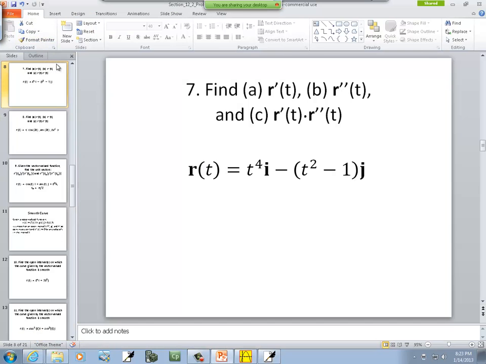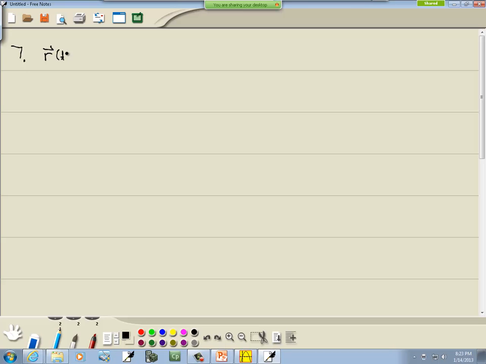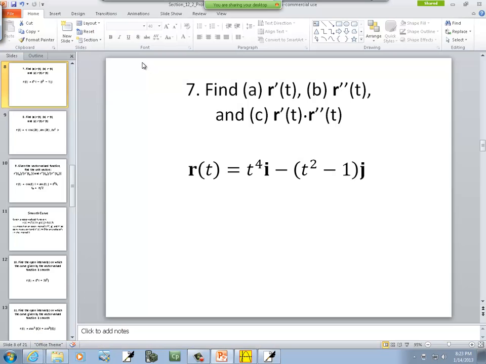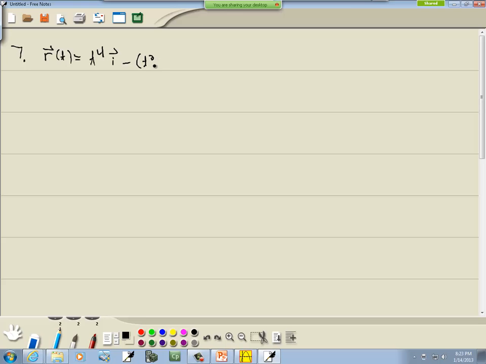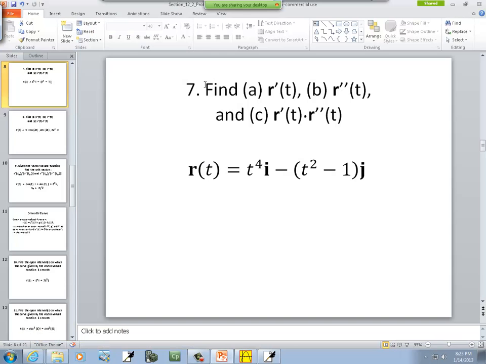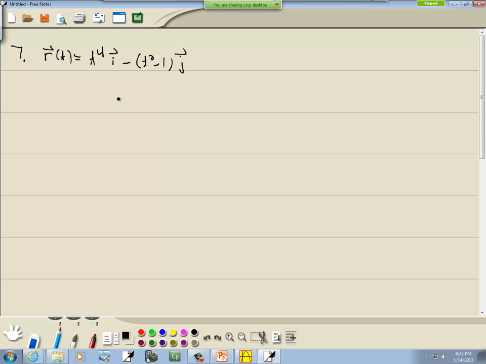So I got r is equal to t to the 4th i minus t squared minus 1 j. And we want to find our first derivative, second derivative, and then we find a dot product of those two. So for A, we want to find r prime. Derivative, and take derivative of the component functions just like before. So this becomes 4t to the 3rd i. And the derivative of t squared is 2t, so this becomes minus 2t j.